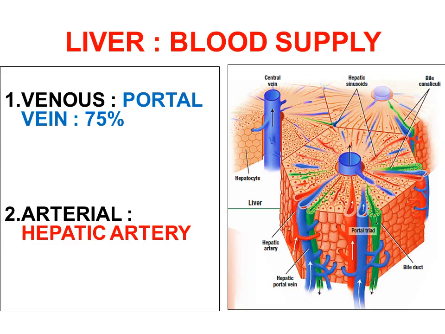The blood supply of the liver is dual. Around 75% of the blood is through the portal vein, whereas the remaining 25% is supplied by the hepatic artery.